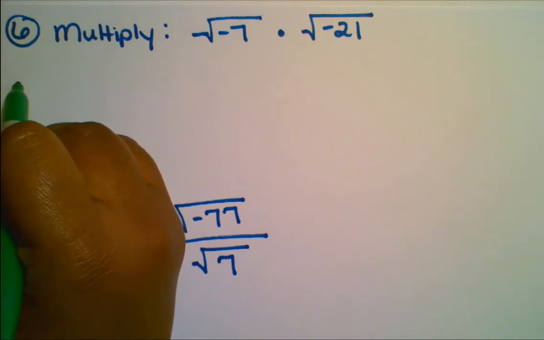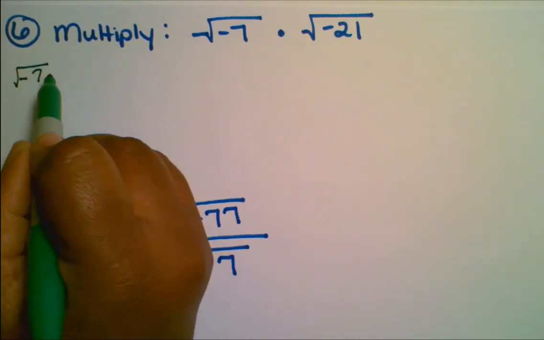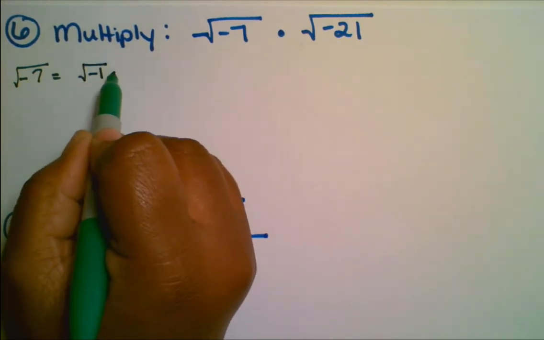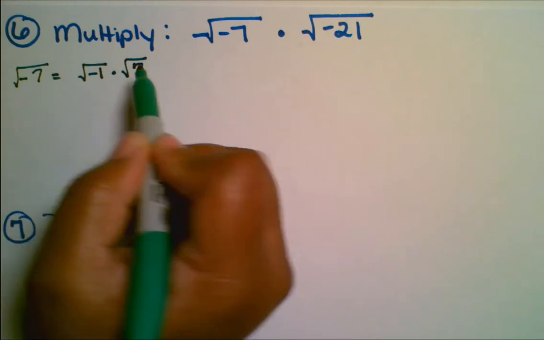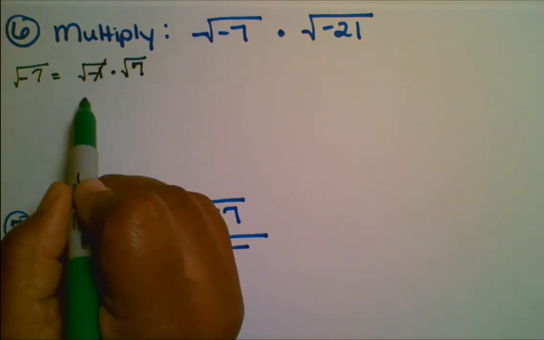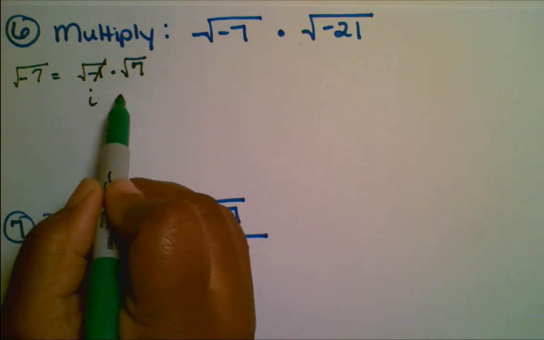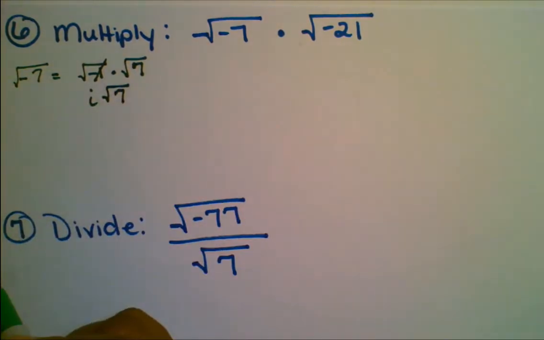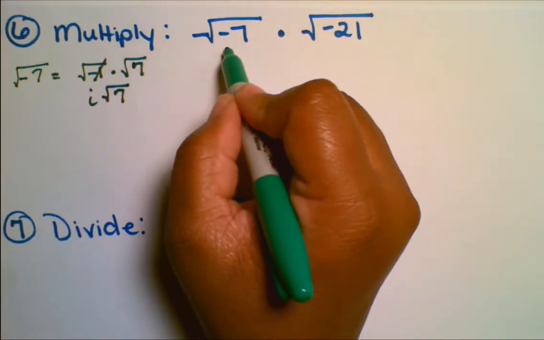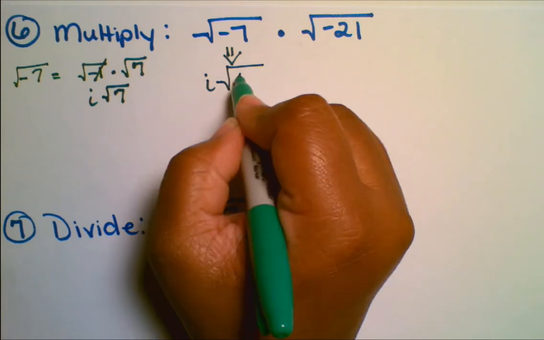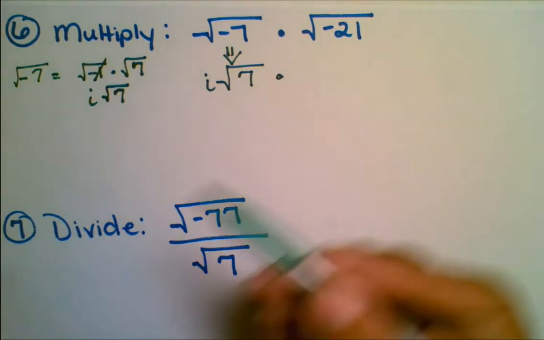Okay? So let's look at the square root of negative 7. Let's write it over here. The square root of negative 7, we're going to take out the negative 1 factor. And then we have the square root of negative 1, which is i. And then the square root of 7, we can't do anything to that. So that would give us just the square root of 7.